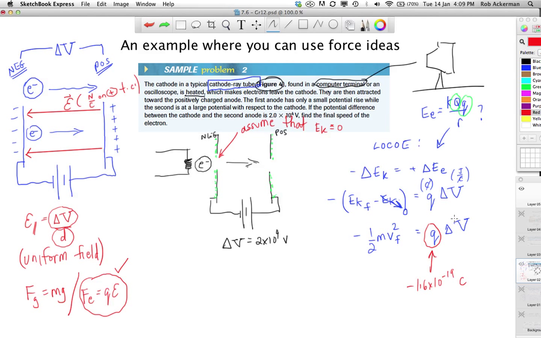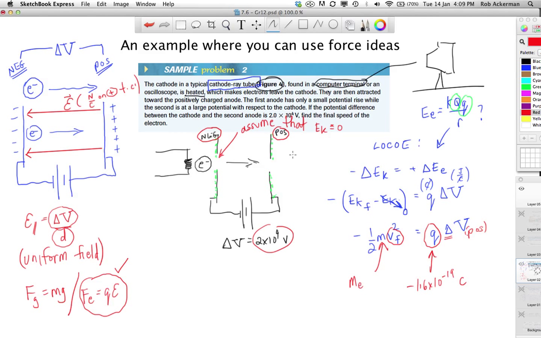What about delta V? We are going from a negative potential or negative plate to a positive plate. When any number goes from a negative to a positive value, the change is positive. So all we got to do here is sub in the negative charge, the positive 20,000 volts. The mass of an electron, you are going to have to look that up. What is the mass of an electron? Look it up. Don't ever forget it. It's a really tiny particle. It's a really small mass. And then you can solve for V final, and you'll see that the electron gets going quite quickly.